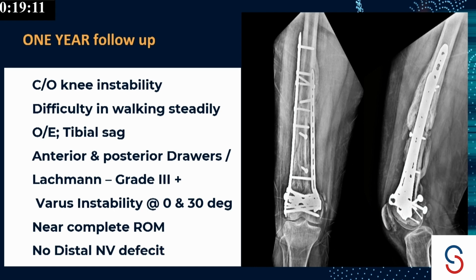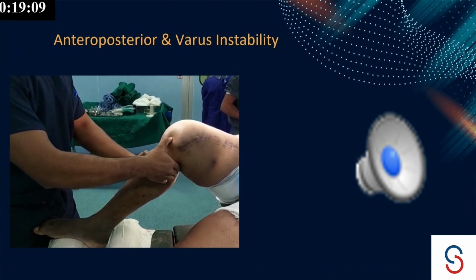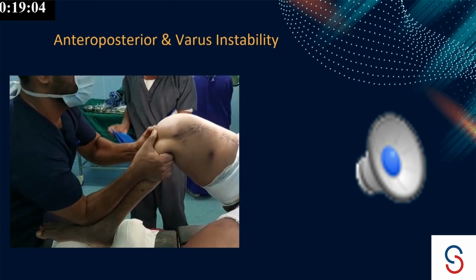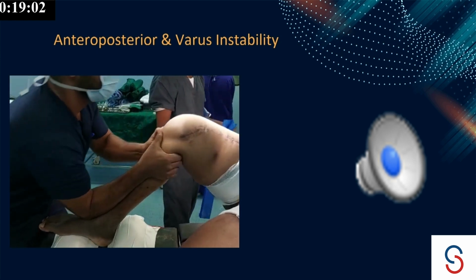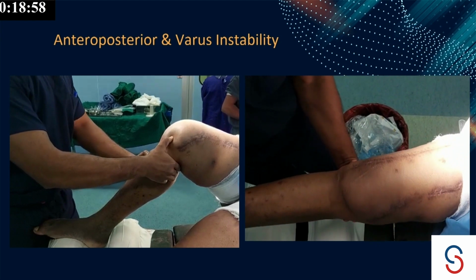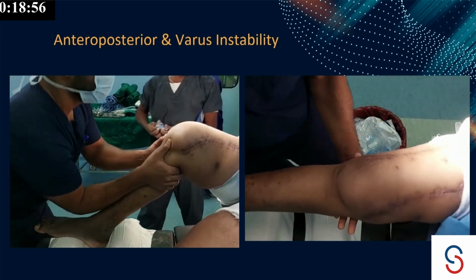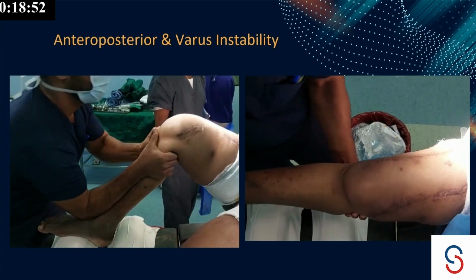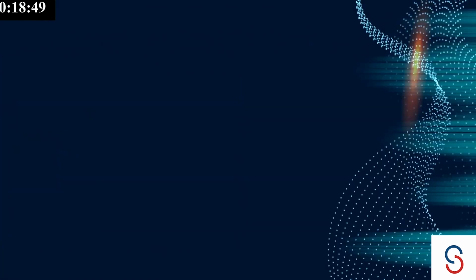He complained of instability, and this was his instability pattern, where you can see the tibial sag was there. He had an anteroposterior draw positive, grade 3, and also he had a varus instability both at 0 and 30 degrees of range of movement. So here is the ARS.